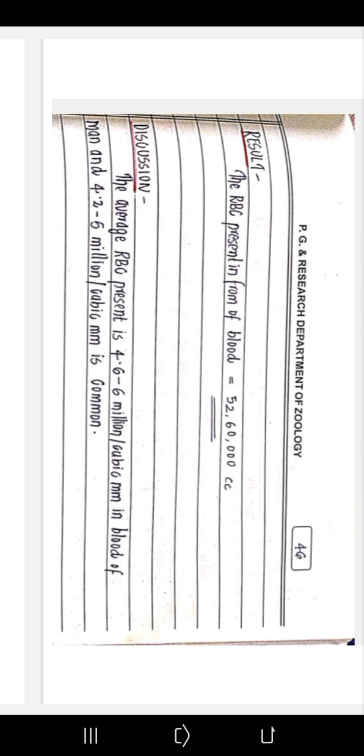Then discussion. The average RBC count is 4.6 to 6 million per cubic mm of blood in man, and 4.2 to 5 million per cubic mm in women. In common, 4.2 to 5 million per cubic mm.